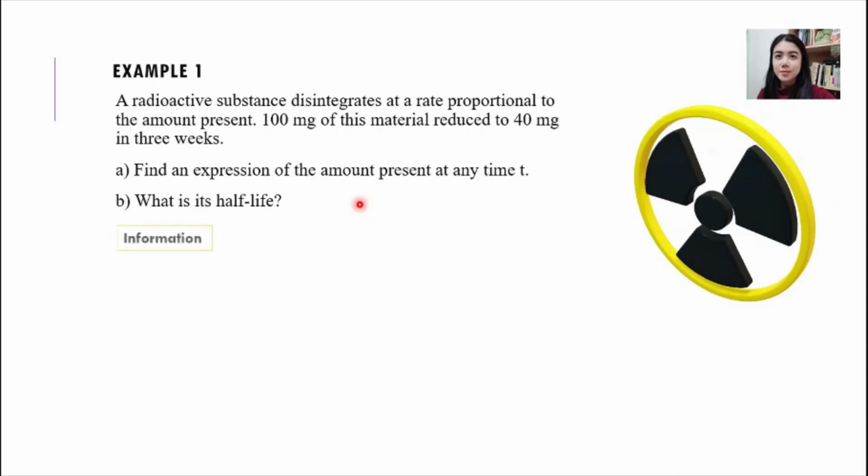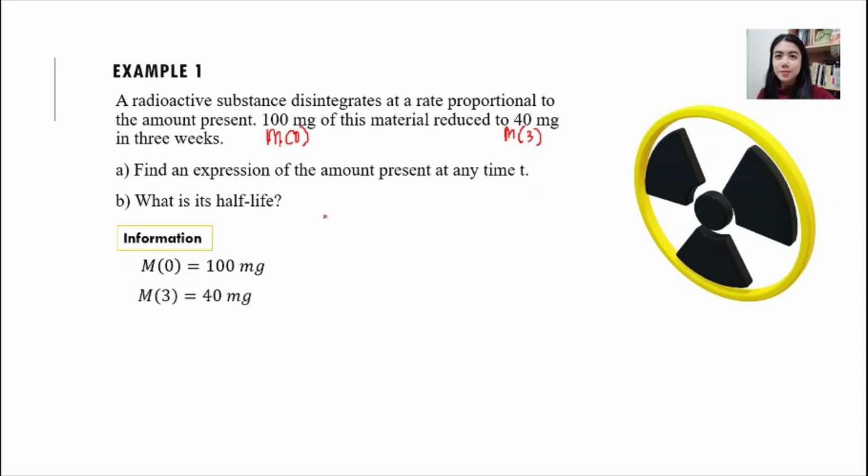Okay, so first of all, let's just gather the information from example 1. We have 100 milligrams, which is the initial mass. So m0 is equal to 100 milligrams. And it's reduced to 40 milligrams in 3 weeks. So your time is actually 3. This is referred to as your m(3), and m(3) is actually 40 milligrams.